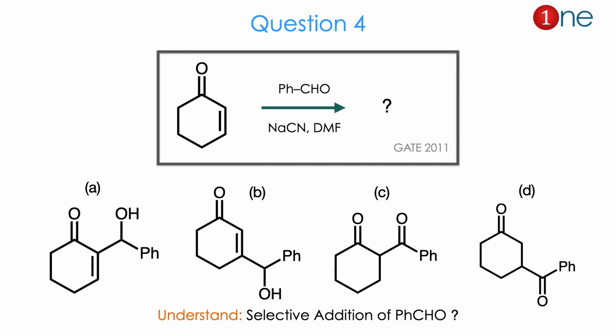The question is really about the benzaldehyde attachment, whether it is at 2 or 3, or the double bond fate, whether the double bond is there or not. So from the reactant to products, you might guess the selective addition of benzaldehyde to the ring is the question here. The answer is D. Let us see how.